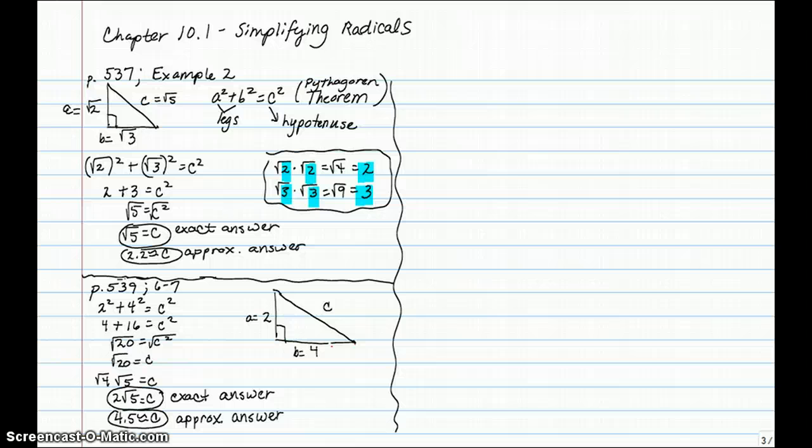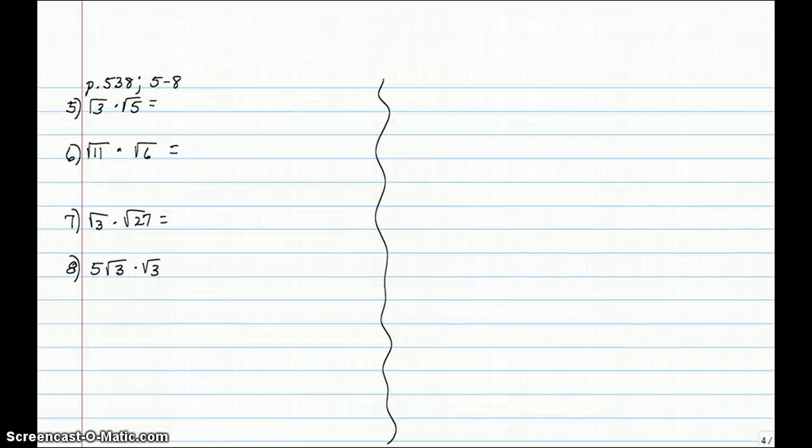Now this isn't finished because within the square root of 20 is the perfect square of 4. So the square root of 4 times the square root of 5 equals c. And then the square root of 4 is 2. So 2 times the square root of 5 equals c is the exact answer in simplest form. If you approximate it, you end up with 4.5 rounded to the nearest tenth is approximately c. And then let's go on to the next portion.